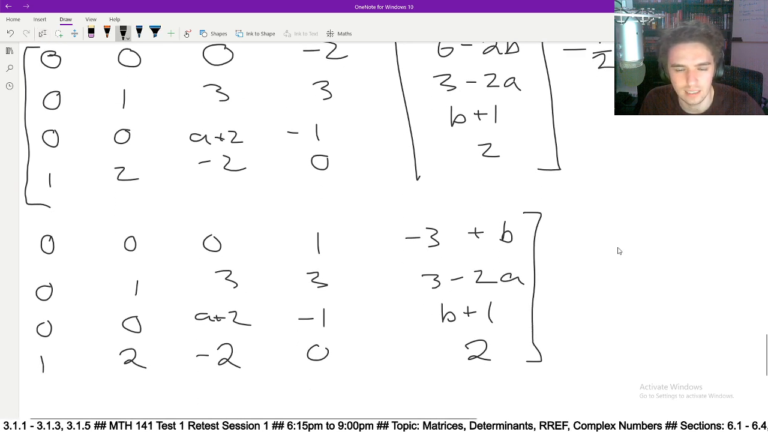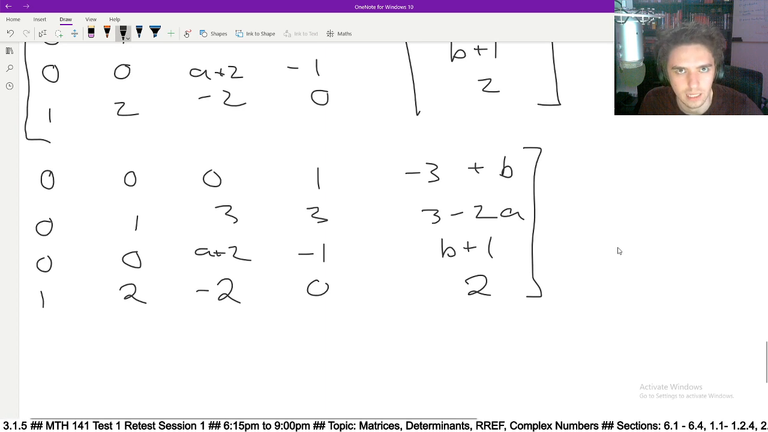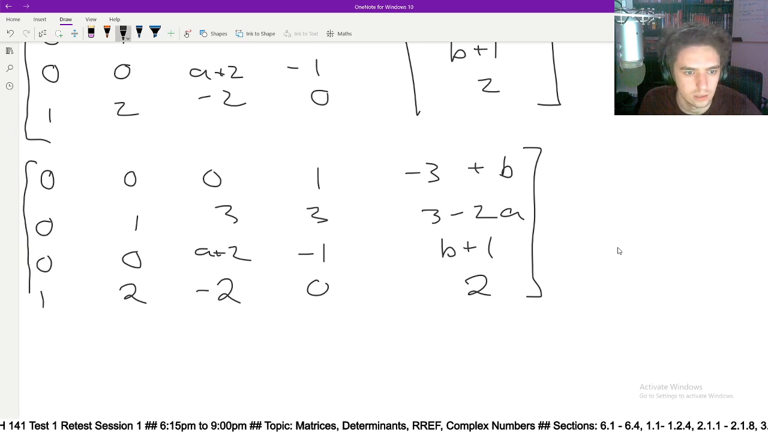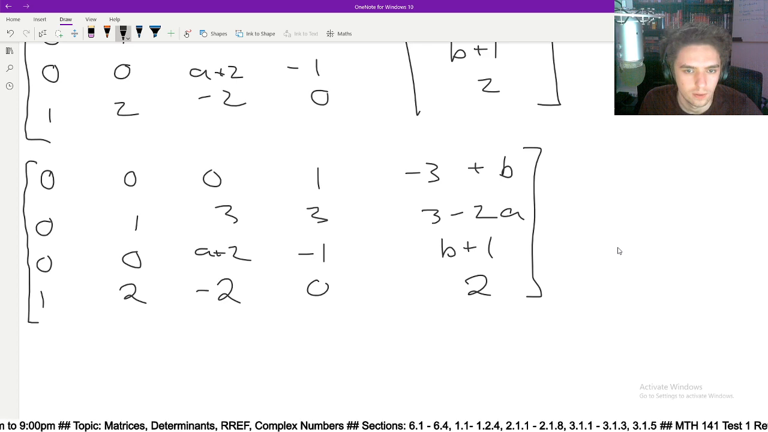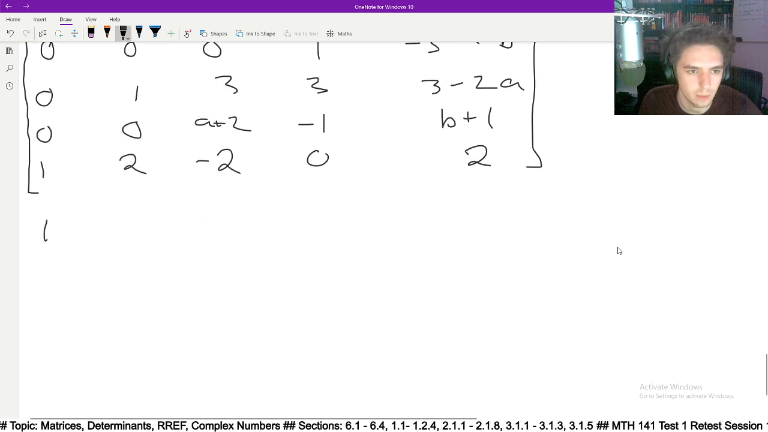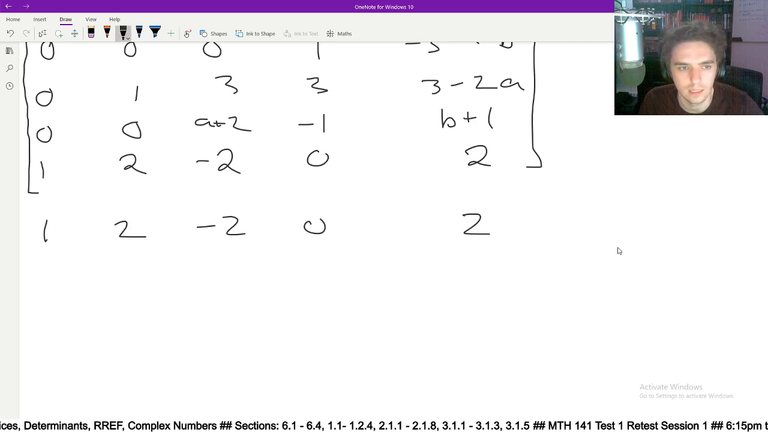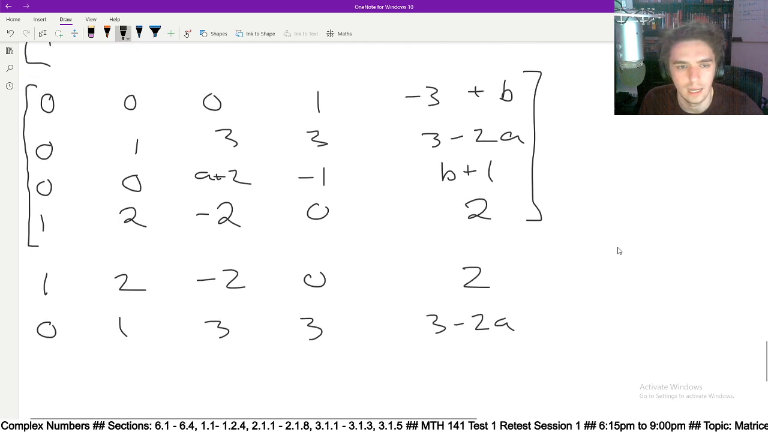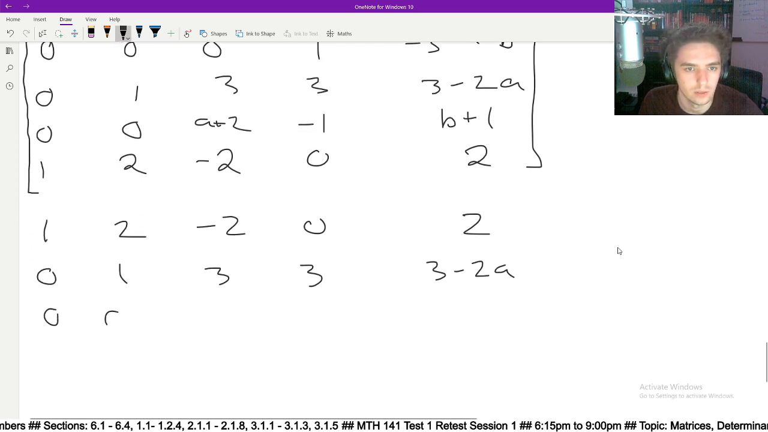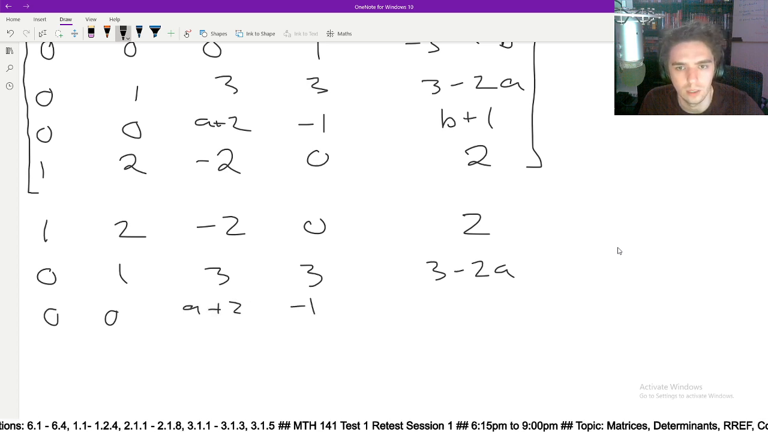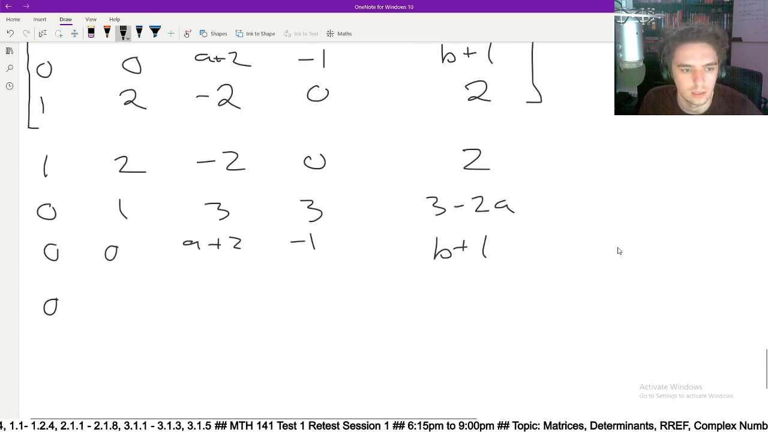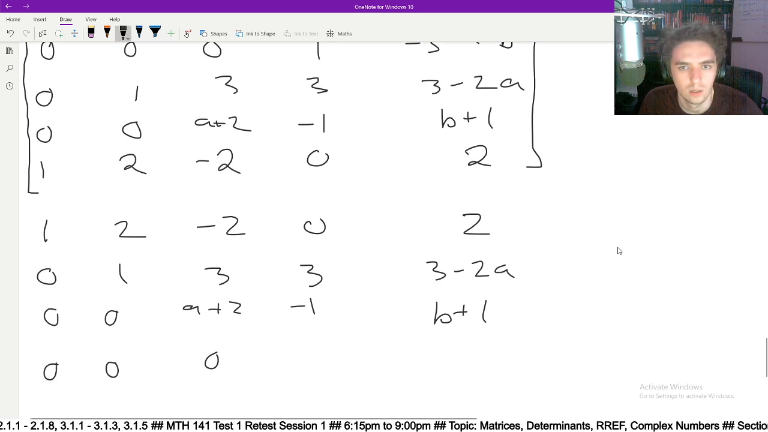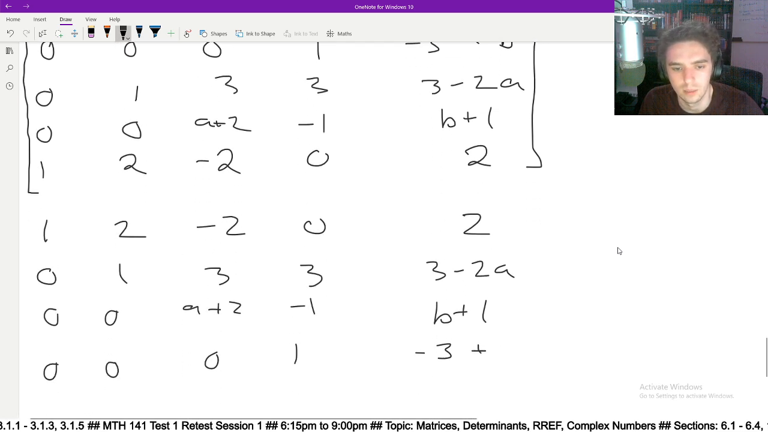Okay, and so now we have this, although I don't think I can actually do anything yet with this. This doesn't mean anything yet. So I'm going to have to... Okay, first let me rearrange this. Maybe I'll get a better picture if I do that. So if I do that, it'll look like this. Move this one, so 0, 1, 3, 3, 3 minus 2a. And then I'll do 0, 0, a plus 2 minus 1, b plus 1, and then 0, 0, 0, 1 minus 3 plus b.